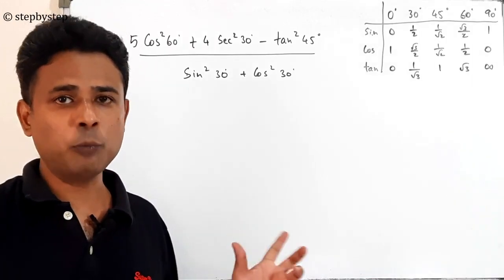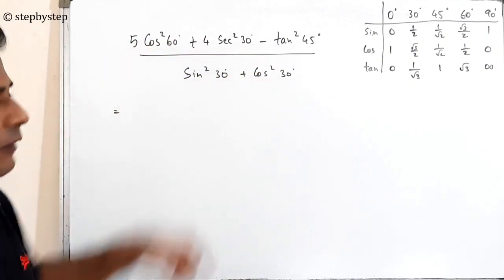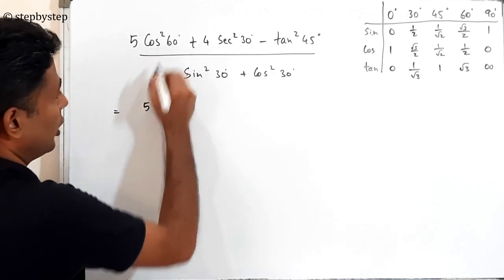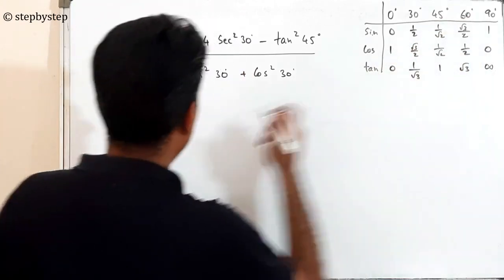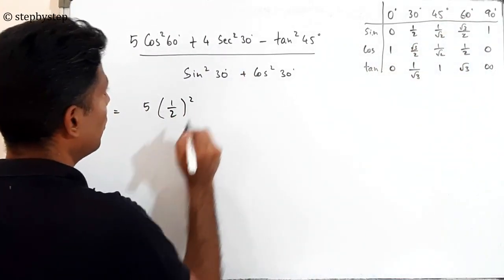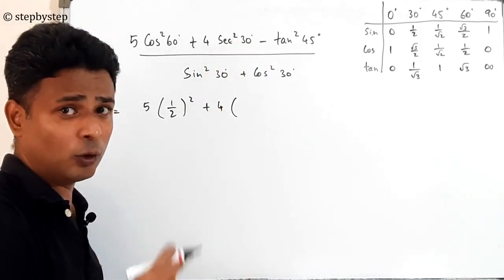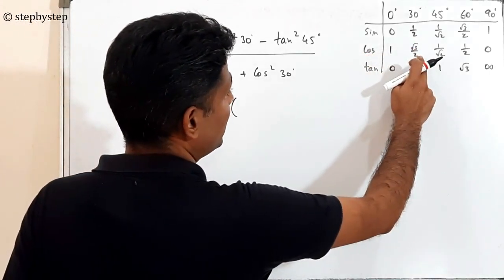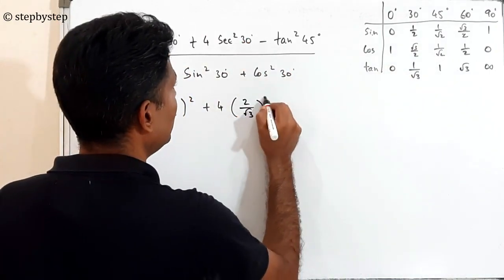Now the fifth sub question for question number 1 from your exercise 8.2, they have asked us to evaluate this. So now we have 5 cos square 60. So 5 cos square 60 is nothing but cos 60 whole square. How much is cos 60? 1 by 2. So 1 by 2 whole square. Plus 4 into sec square 30 is sec 30 whole square. Sec is reciprocal of cos. Cos 30 is root 3 by 2. So sec 30 will be 2 by root 3 whole square.